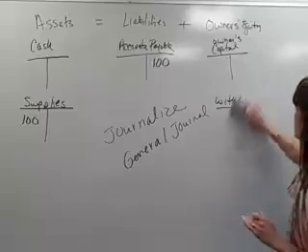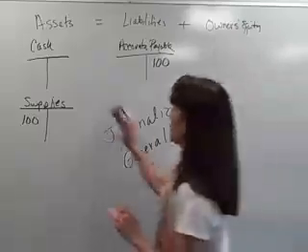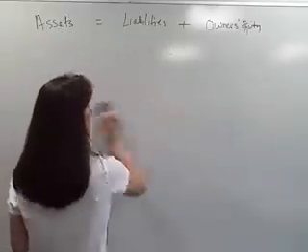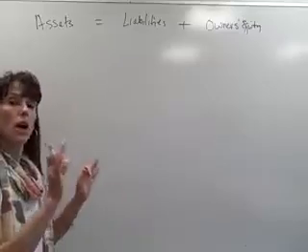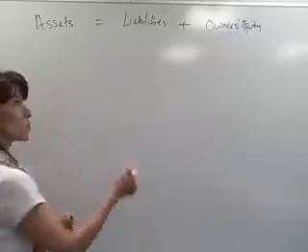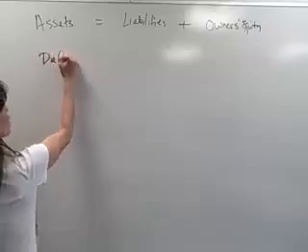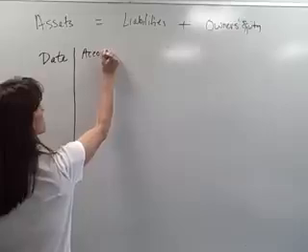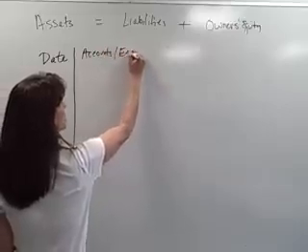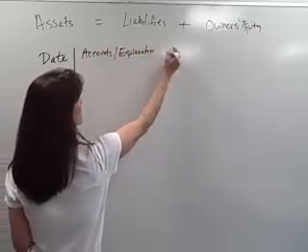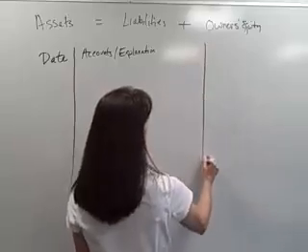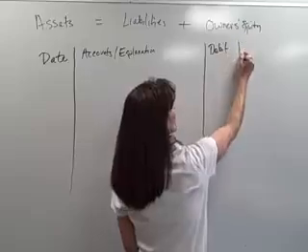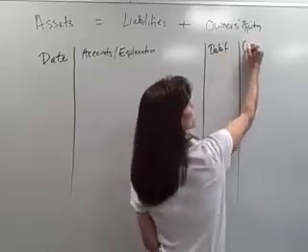So I'm going to erase this, and I'm going to draw a journal page for you on the board and demonstrate how to record a transaction in our general journal. Our general journal always has a date column. It always has an accounts and explanation column. Hopefully I'm drawing this kind of straight. It has a debit column, and it has a credit column.